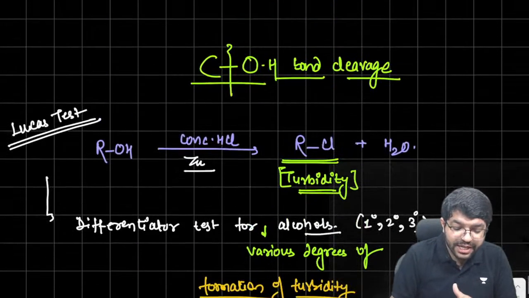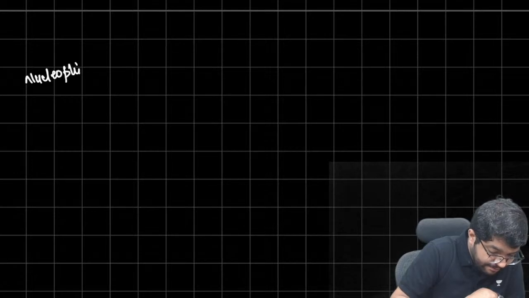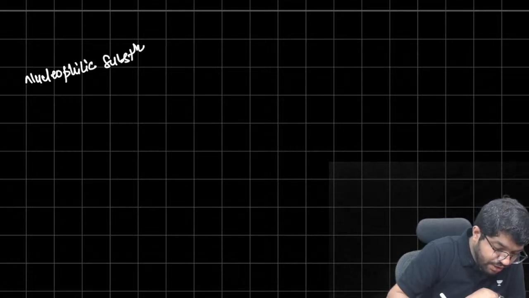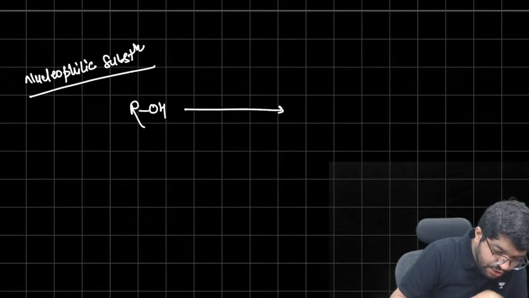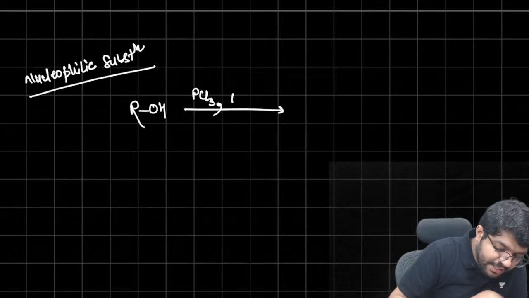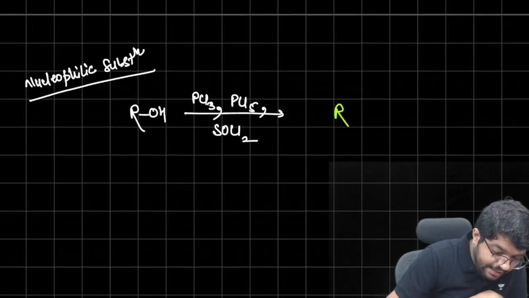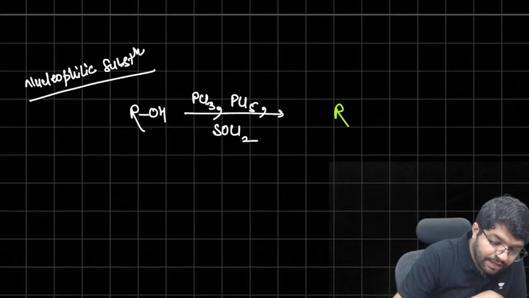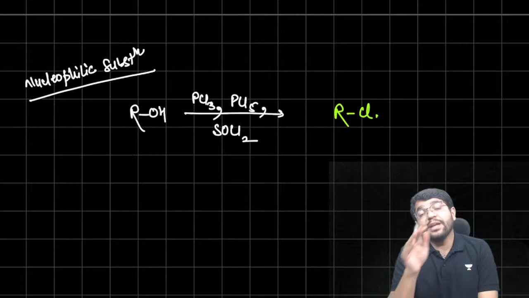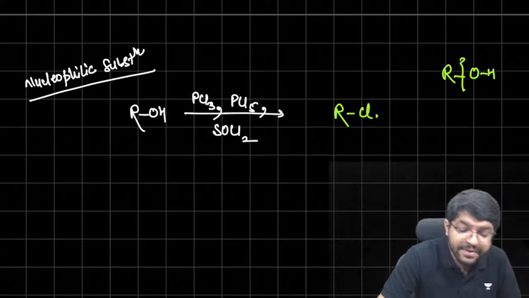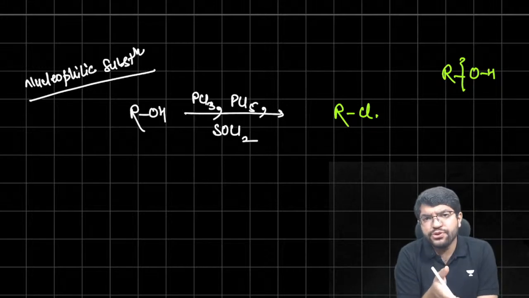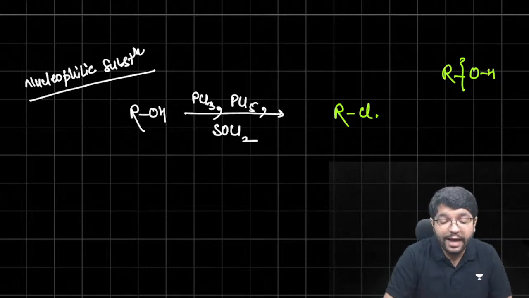Now, the next reaction in this range, the first is the Lucas test. The second reaction is nucleophilic substitution. Any alcohol, ROH, on reaction with PCl3, PCl5, or SOCl2, the answer is going to be RCl. This is where the R-O bond breaks, and that is where the Cl comes into the picture. It is a nucleophilic substitution reaction.